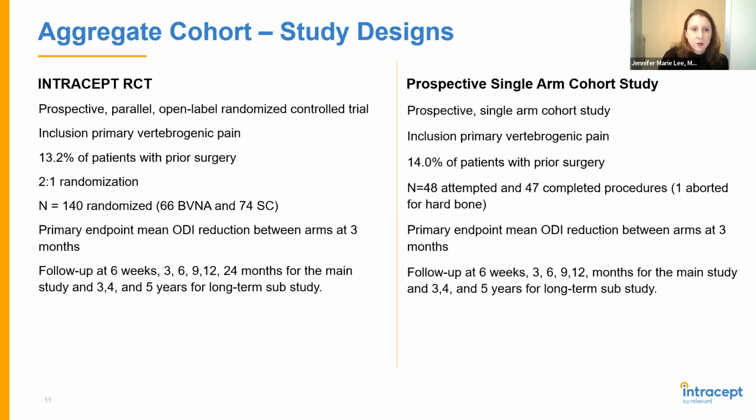So this is a little bit more information about the Intracept, which was the RCT controlled against standard care. Actually both this and the prospective single arm cohort study had a population of patients that included 13 to 14% of those with a history of prior surgery. The numbers were not nominal, a number of 140 patients total for the RCT, and approximately 90 patients or greater in that prospective cohort study.